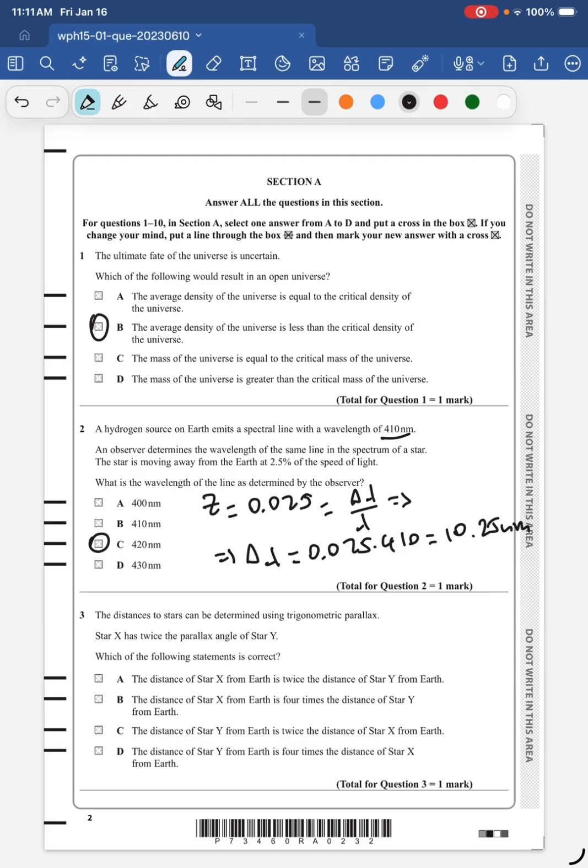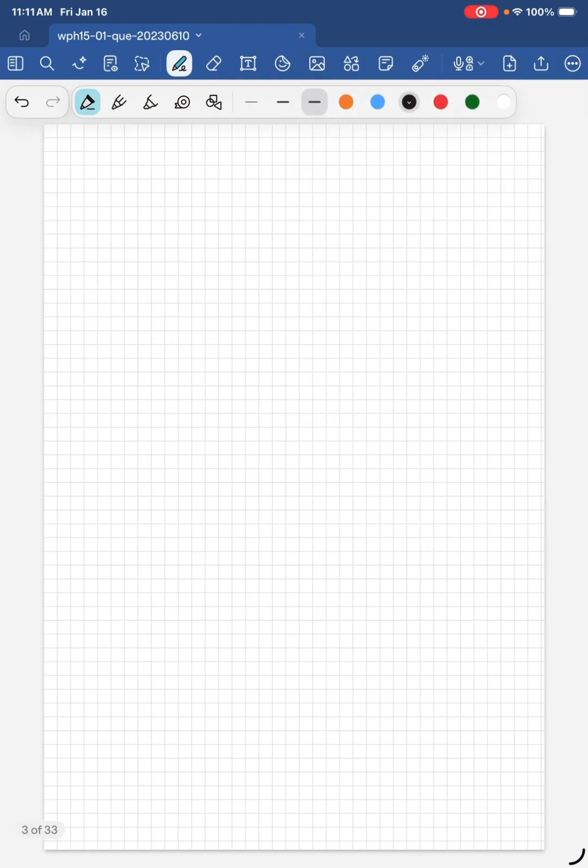All right, question 3. The distances to stars can be determined using trigonometric parallax. Star X has twice the parallax angle of star Y. Which of the following statements is correct? Okay, it's a little bit of a difficult problem to answer without seeing what's going on. So, this is the Sun, right? And this is the position of the Earth now and in 6 months, right? And this is 1 astronomical unit, okay?